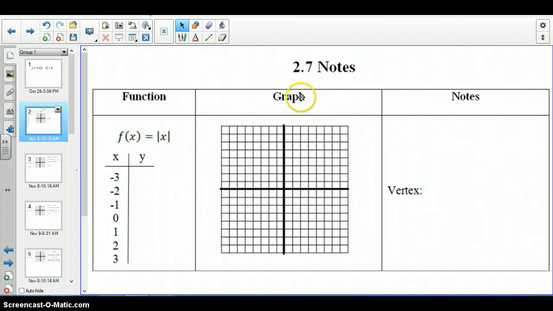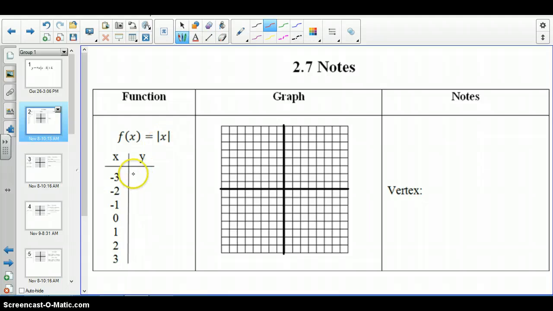Today we are going to be graphing absolute value equations. Okay, this first one, the one way we can always graph equations is to make a table and plug numbers into our equation and get a y. So we're going to plug numbers in for x to get our y, or our f of x. So let's plug -3 in.